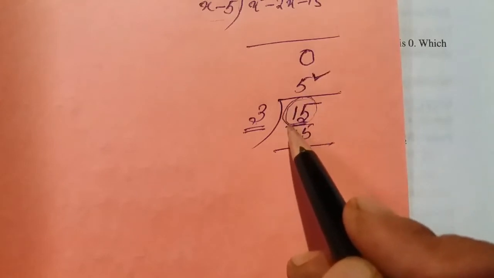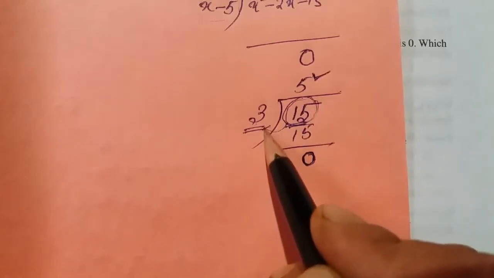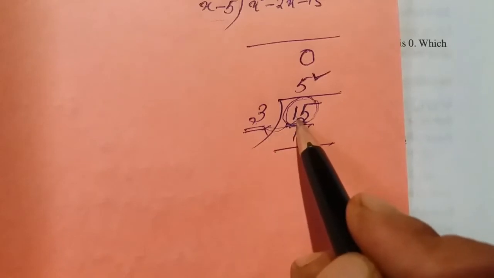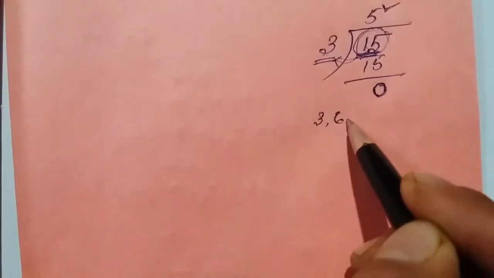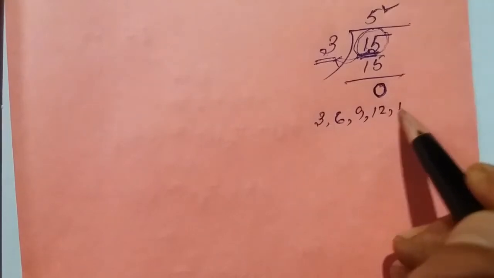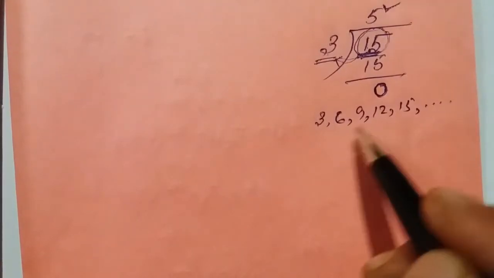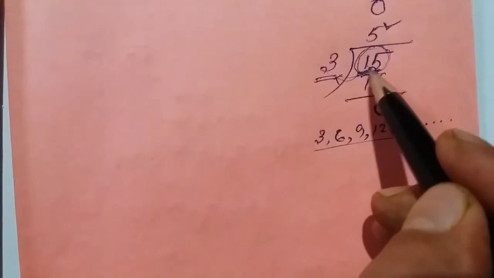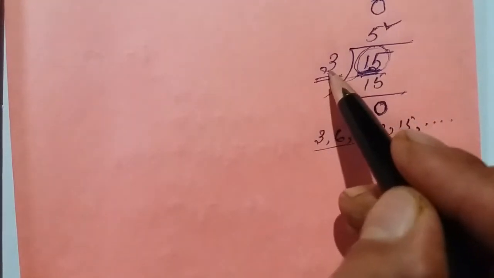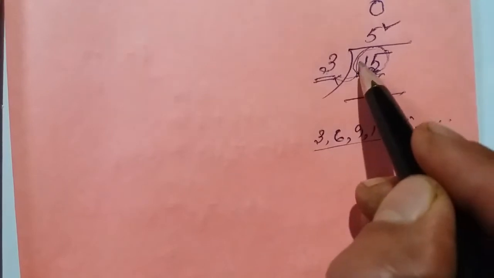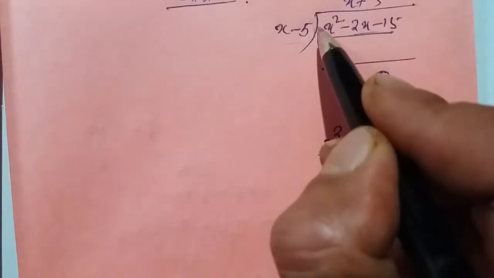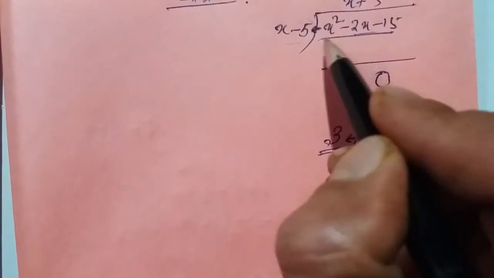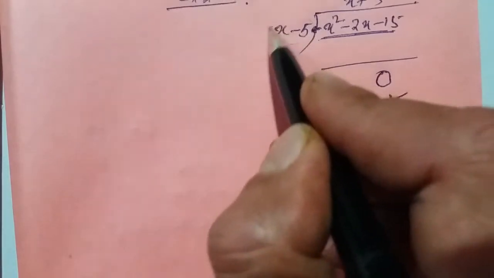And what about this 15? Now this 15 is a multiple of 3. So what are the multiples of 3? Multiples of 3 are 3 1s are 3, 3 2s are 6, 3 3s are 9, 3 4s are 12, 3 5s are 15, and so on. So here this 15 is exactly divisible by 3, which means that 15 is a multiple of 3. So here this polynomial is exactly divisible by x minus 5, which means that this polynomial is a multiple of x minus 5.